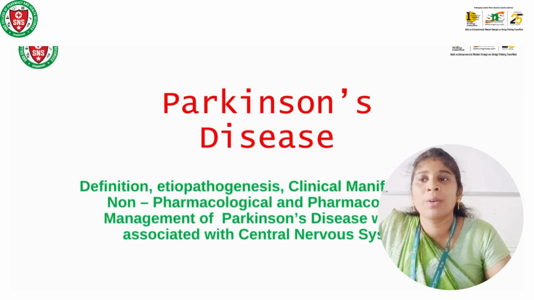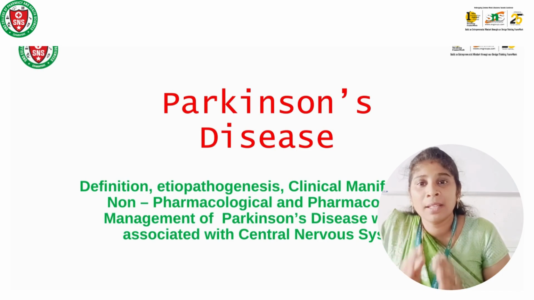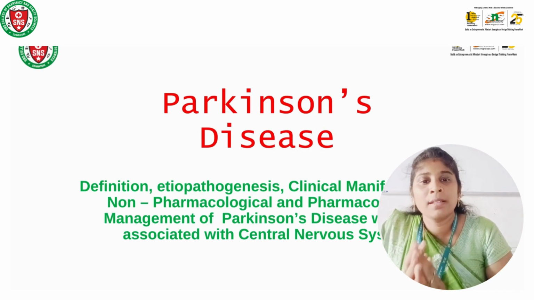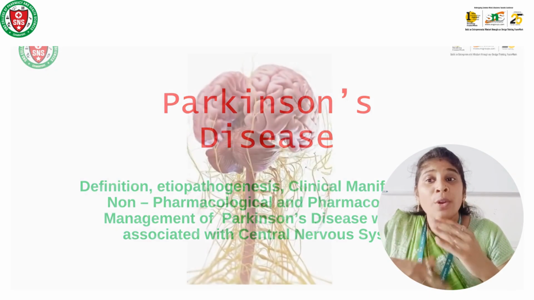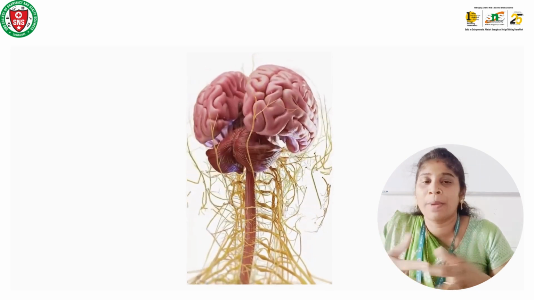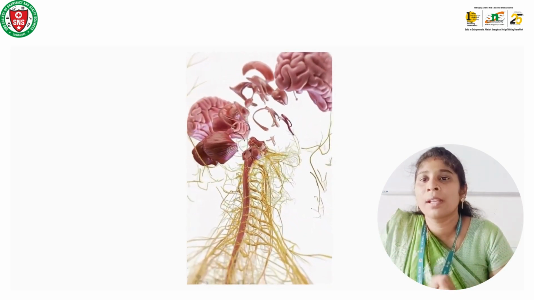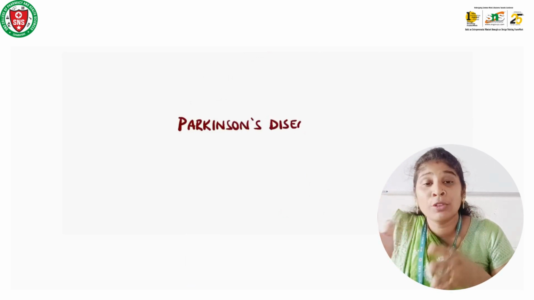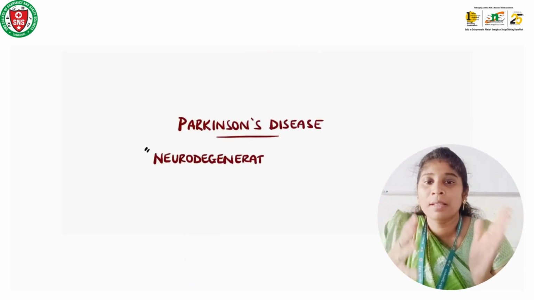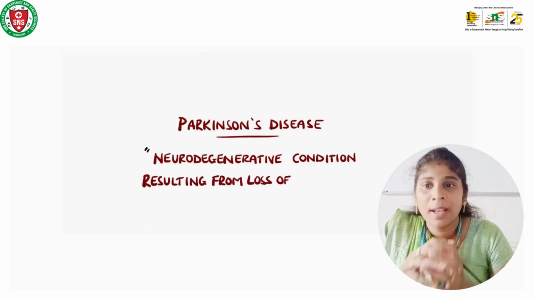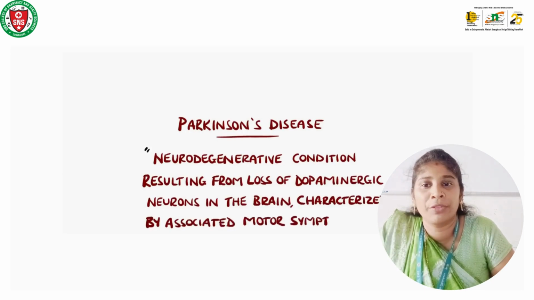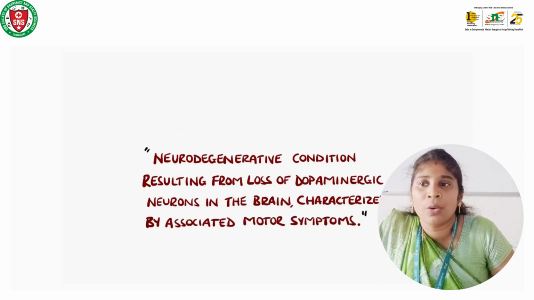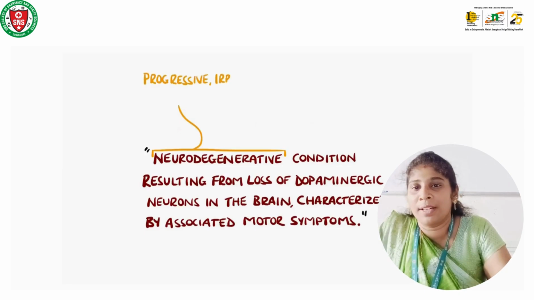So today we are going to discuss the topic Parkinson's disease. Parkinson's disease is a central nervous disorder, and we are going to see about the definition, etiopathogenesis, clinical manifestations, and the pathophysiology of Parkinson's disease, signs and symptoms, causes, and then pharmacological and non-pharmacological management of Parkinson's disease. So let's go deeper into the study.